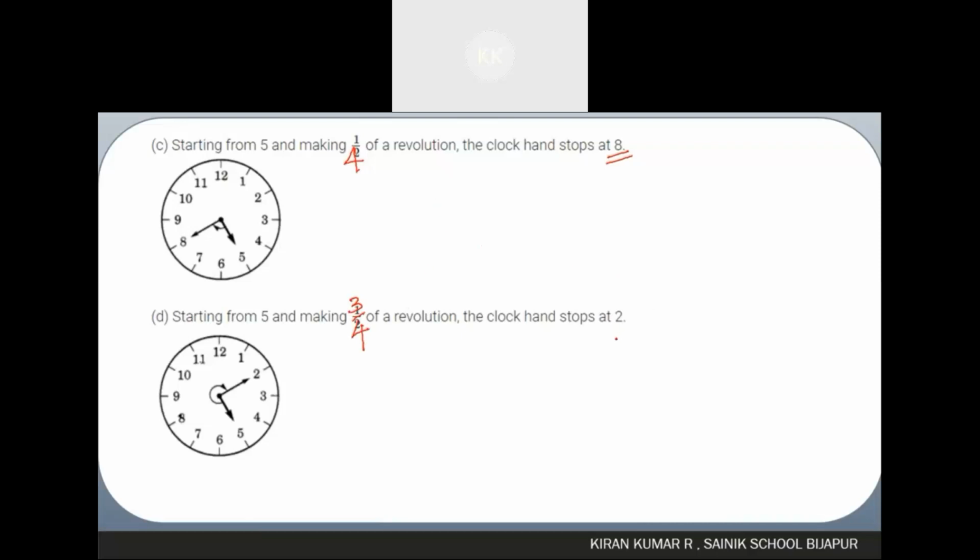When 3/4 of a revolution is made at 5 o'clock, we get it at 2. It is because from 5 to 11 it will be half a revolution. From there, 1/4 it will be at 2. Now understood?